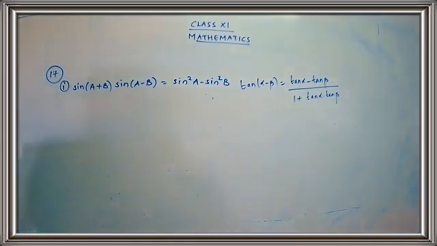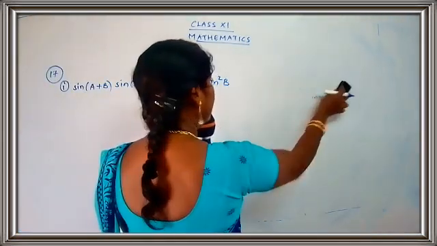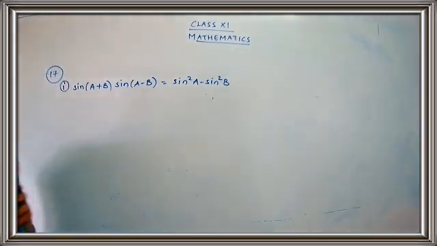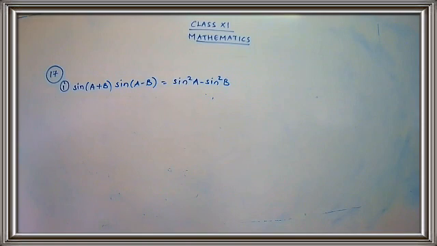So we're just going to do the first subpart from question number 17. That sine of a plus b into sine of a minus b is equal to sine square a minus sine square b. Have you taken down the question, children?